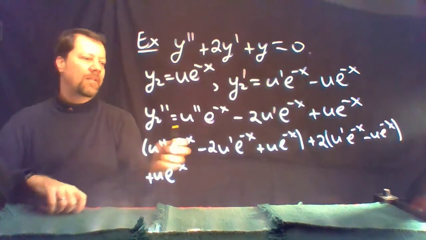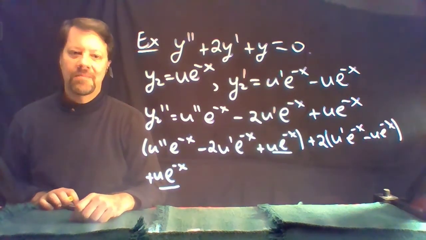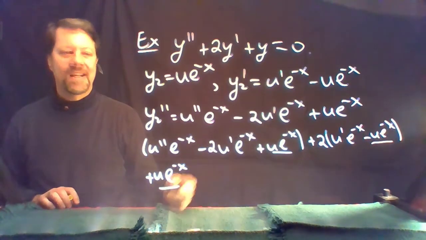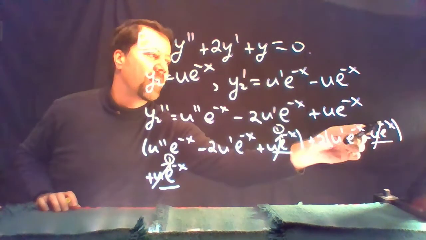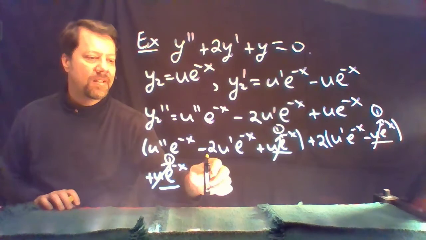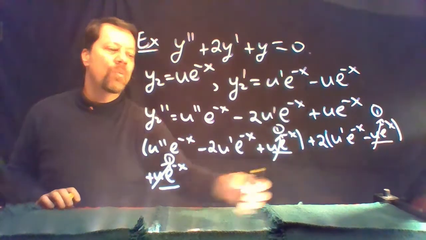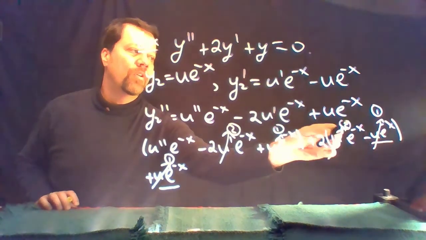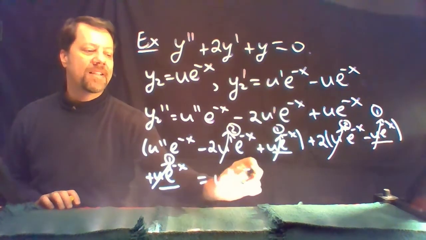Now, here we have a u e to the minus x and another one. 1 plus 1 makes 2. And over here we'll have a minus 2 u e to the minus x. So all of these go away together. Now, check this out. We have negative 2 u prime e to the minus x and a positive 2 u prime e to the minus x. These terms also go away together. This whole thing simplifies as u double prime e to the minus x.